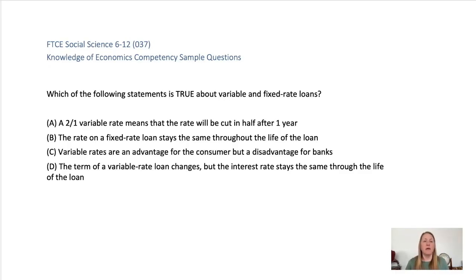A. A 2-to-1 variable rate means the rate will be cut in half. This is false. It means the rate stays fixed for 2 years, then can adjust every 1 year, not that it's cut in half. C. Variable rates are always a consumer advantage. Not true. They can go up or down, helping or hurting both the consumer and the bank.